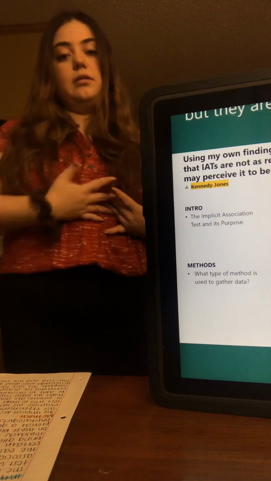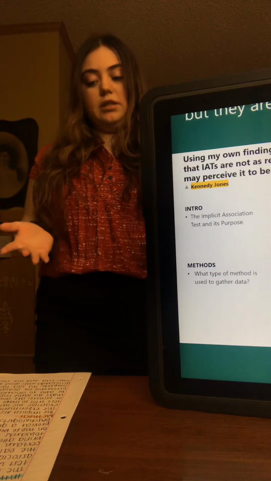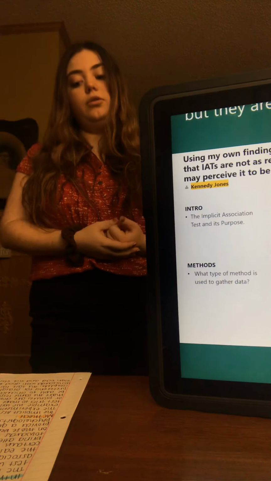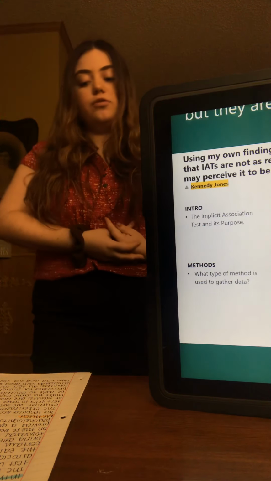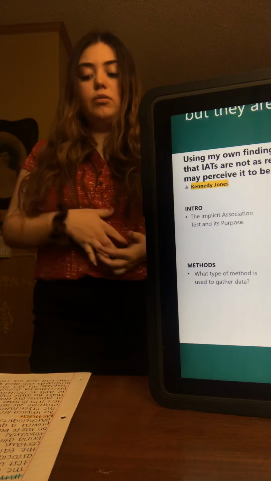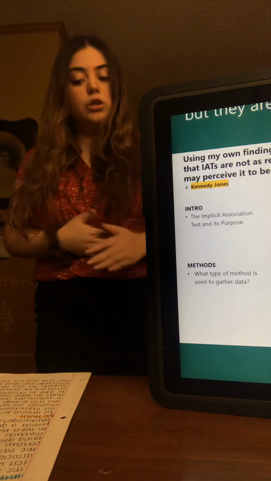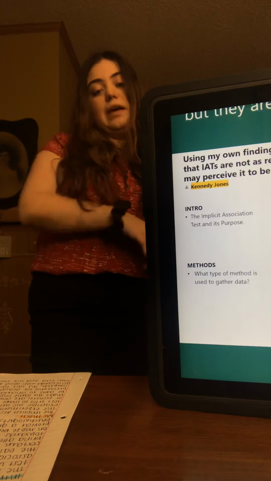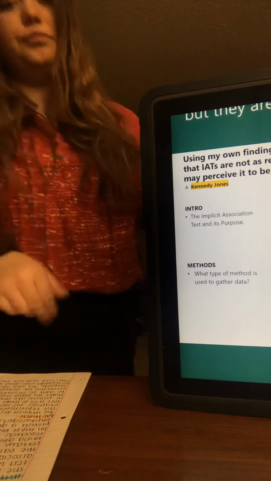With these responses, psychologists would be able to conclude that a person has a preference for straight over gay if they complete the task faster when straight is associated with good words and gay is associated with bad words, and vice versa.